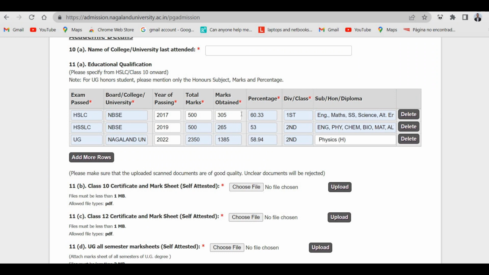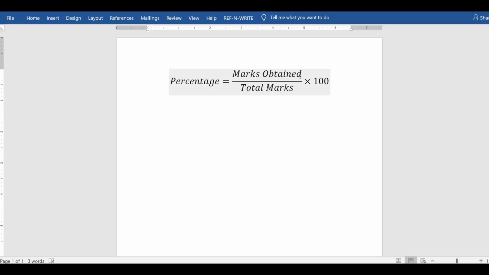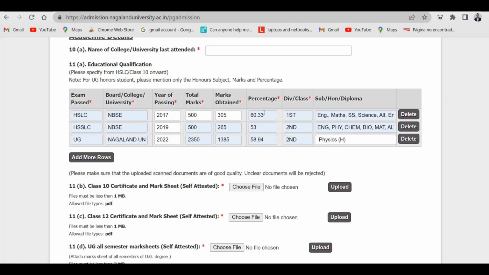So based on your marks obtained and total marks, you divide marks obtained by total marks, multiply by 100, and then you'll get your percentage. So this is how you need to enter your percentage here. And here, you need to enter the details of all your subjects that you have taken during your class 10 studies. The same follows with the class 12 standard.